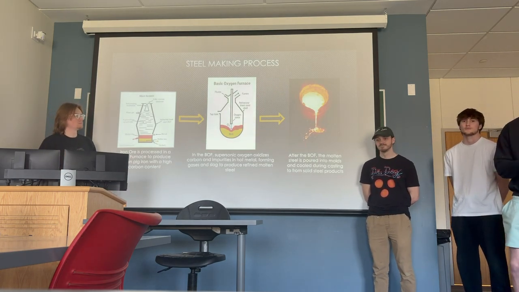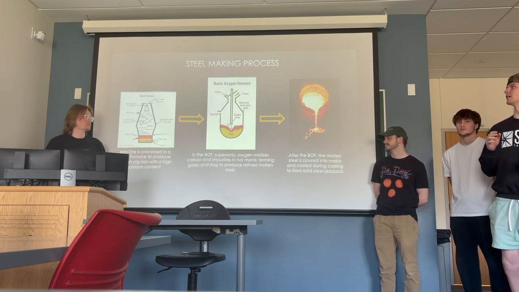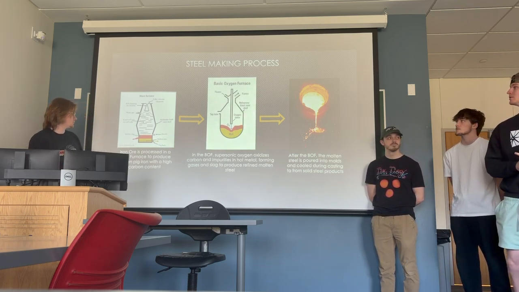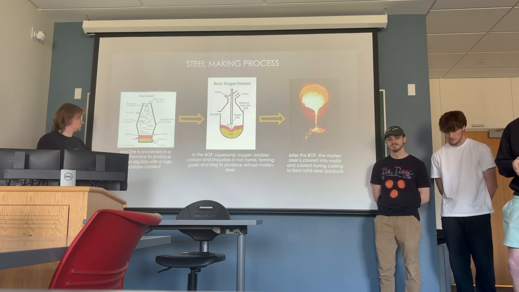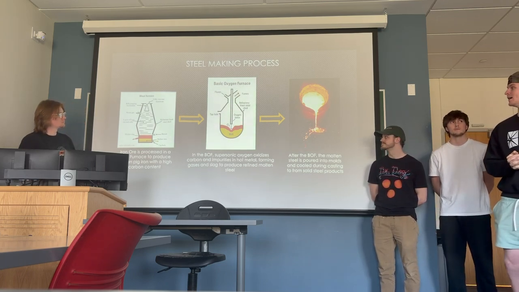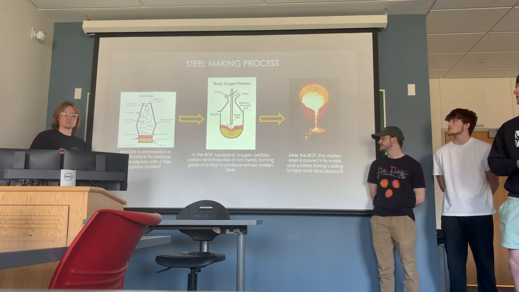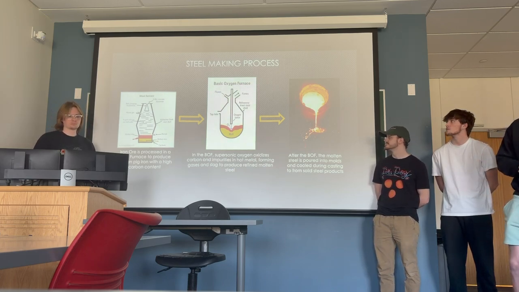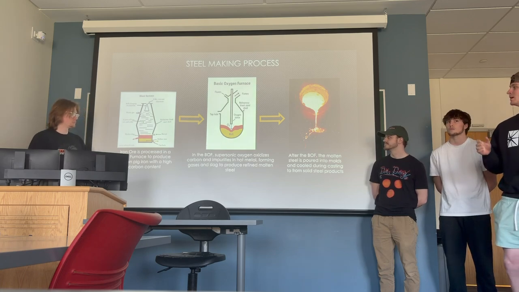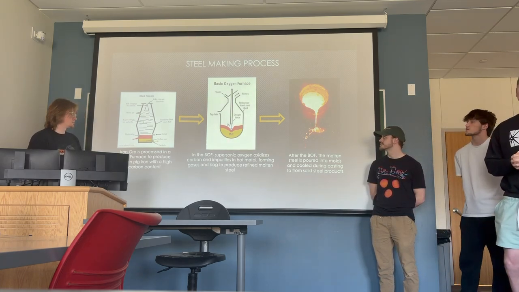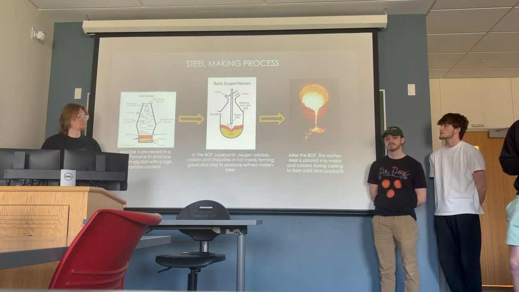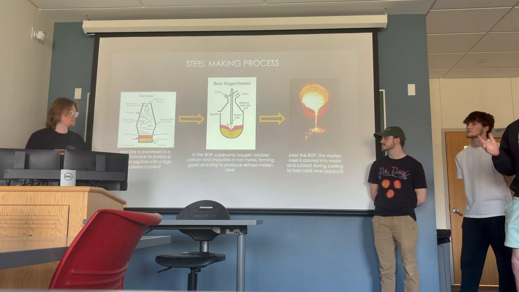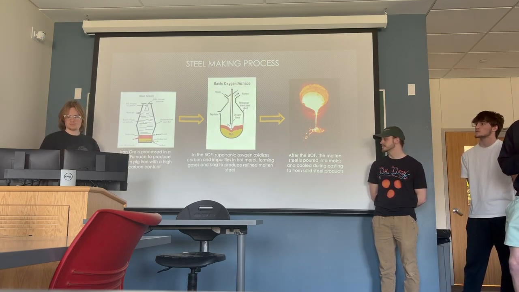Just some simple background for the steelmaking process. You're going to put iron into the blast furnace that is then going to get chemically reduced into molten pig iron with a high carbon content. This then will get moved into the basic oxygen furnace where we have our oxygen lance, and this will spit oxygen out into the molten bath in order to take out the impurities from that molten pig iron, which then will give you refined molten steel.